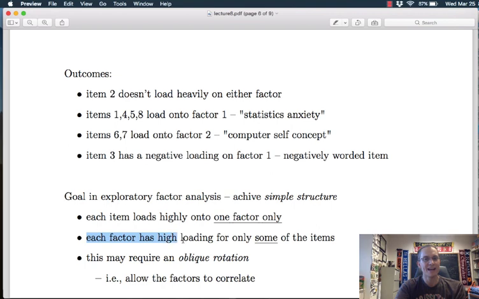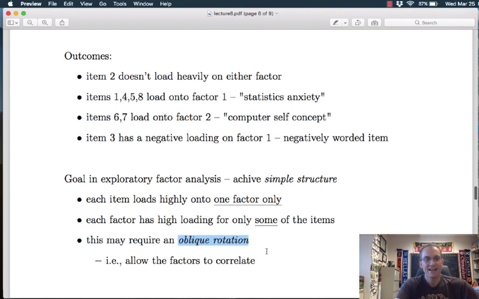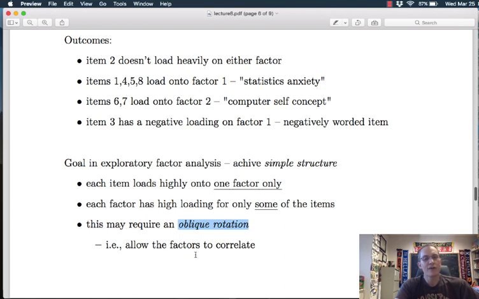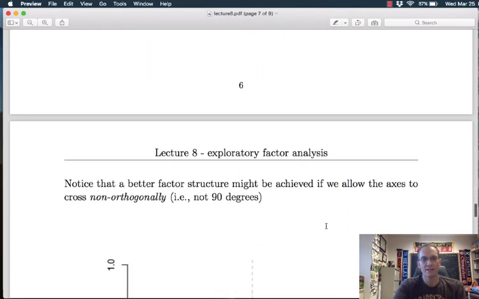Also, each factor has a high loading for only some of the items. What that then means is that you are capturing multiple dimensions among your items. I will mention that sometimes this may require something a little more advanced. This may require something called an oblique rotation. What that means, and I'll show you exactly what that means in a second, is it allows for your factors to not be independent. It allows for your factors to correlate some. Let me show you geometrically what that means.